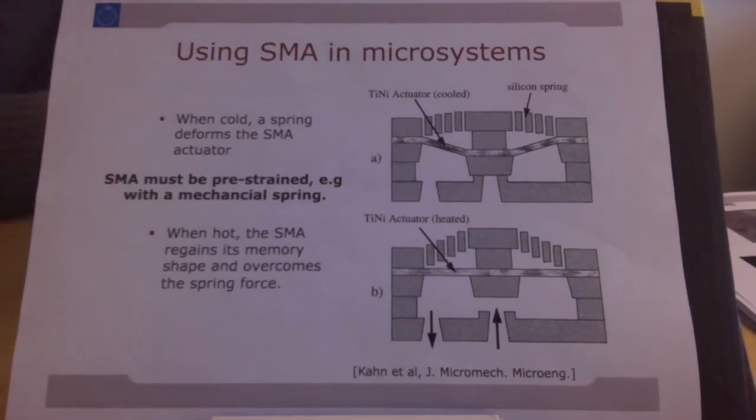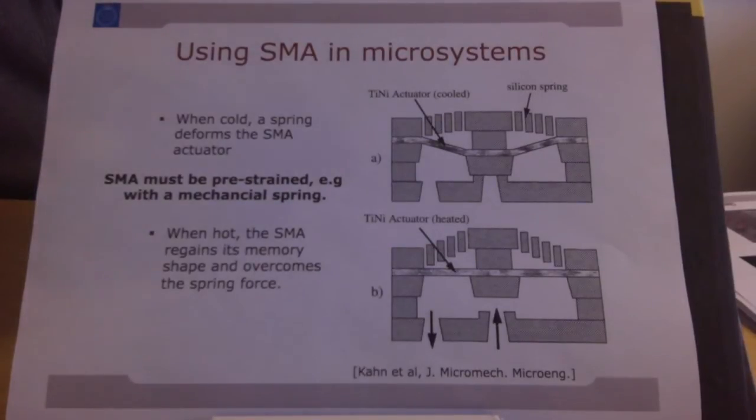For completeness, I should say there's something called the one-way SMA effect and the two-way SMA effect. I'm only focusing on the one-way SMA effect because the two-way SMA effect, which actually has two stable states, is an effect that loses its properties rather fast, and I don't know if it's very useful in microsystems, but you should know it exists. You can read a little bit more in Wikipedia on that, but I'm going to focus on the one-way SMA effect, the one that I've explained.